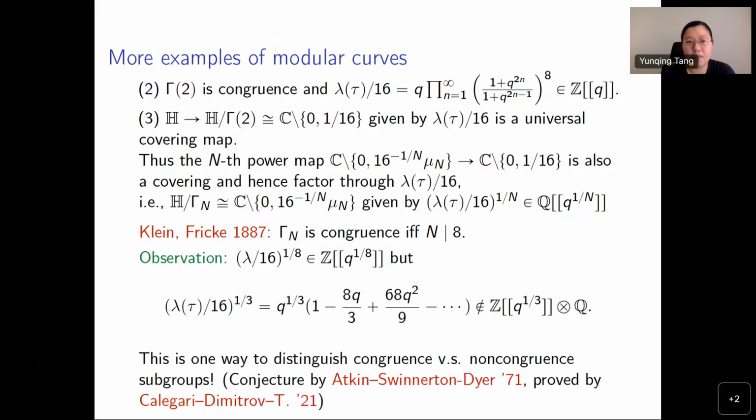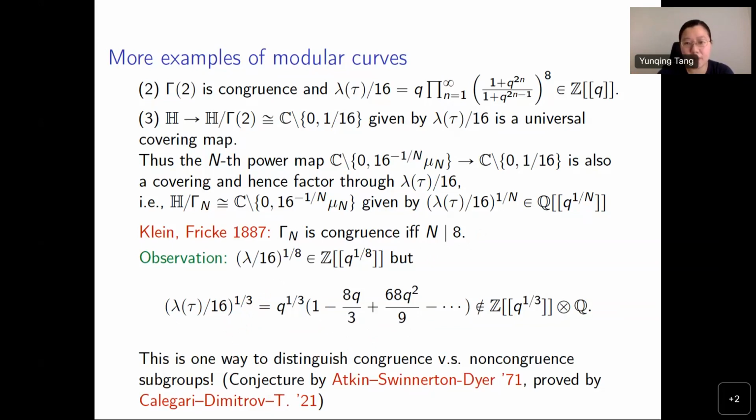What matters for us is, let's just look at the definition formula of lambda here. We see that if we take the 8th root, it still has Z coefficients. But if we take some root which doesn't divide 8, for instance the 3rd root, then we can explicitly compute the Fourier coefficients, and we see that denominators show up. So you have 3 showing up in the denominators of the coefficients, so it's no longer Z coefficients.